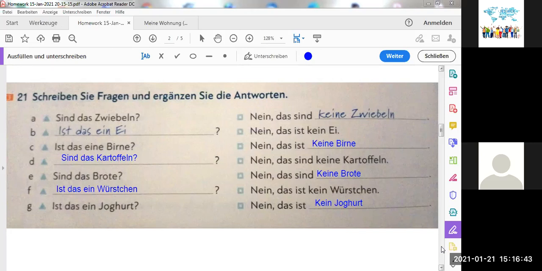Zangu, what does this sentence mean? Schreiben is to write. It means arrange. And Schreiben. Write, okay, write. Schreiben. You say Schreiben is what? To write.